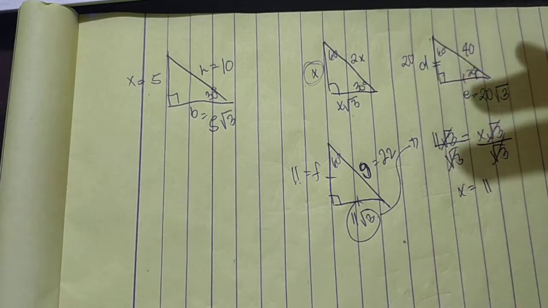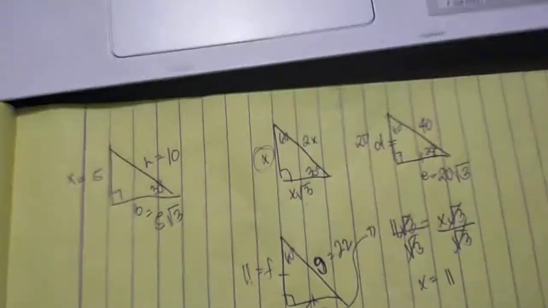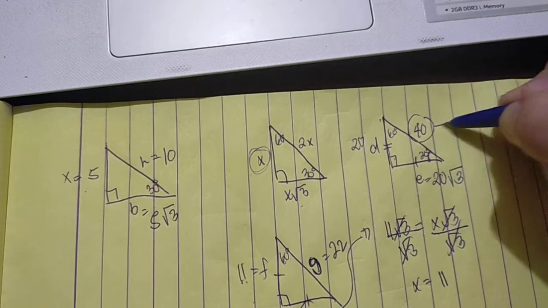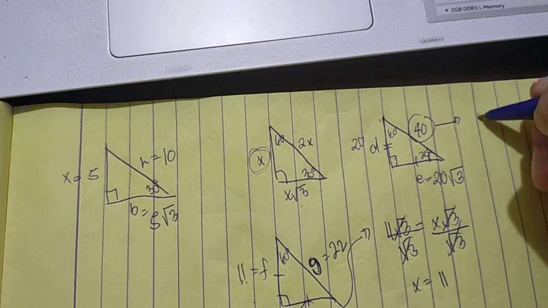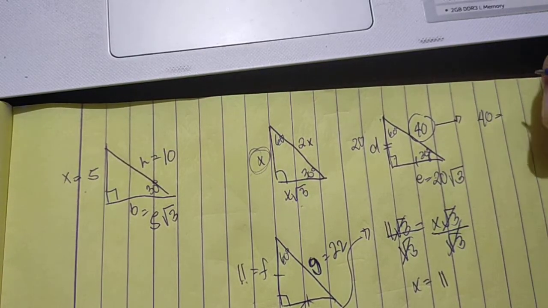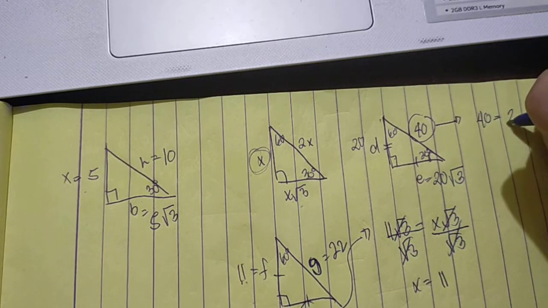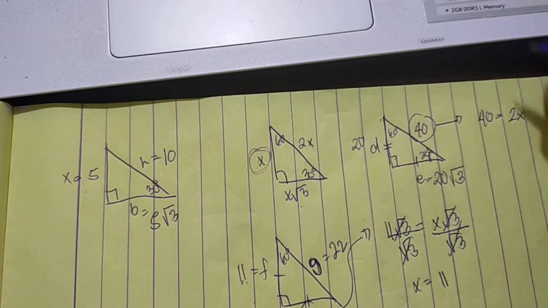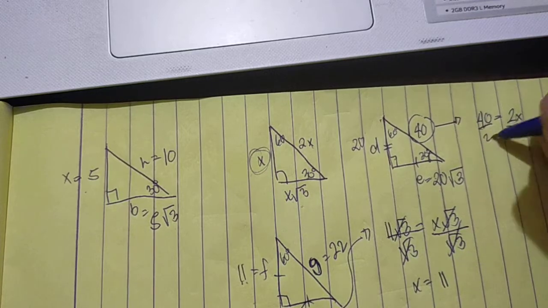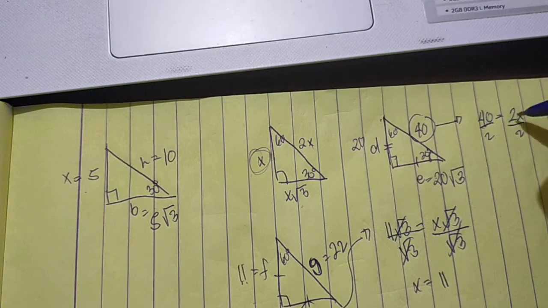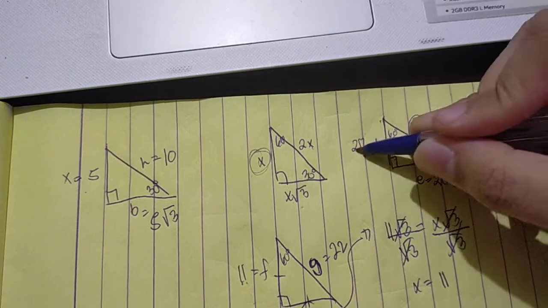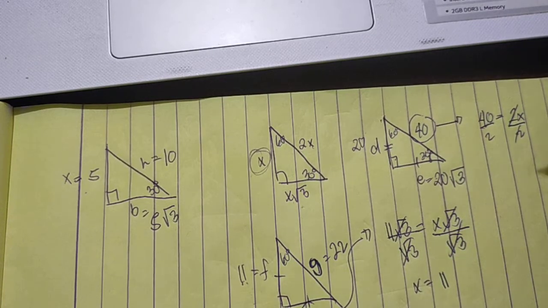So, ganun lang. Okay, katulad lang ng ginawa natin dito. We will just simply equate our hypotenuse, 40, to 2x kasi dito siya. Tapos, solve for the value of x, which is our shortest side, which is 20. Okay, so ganun lang.